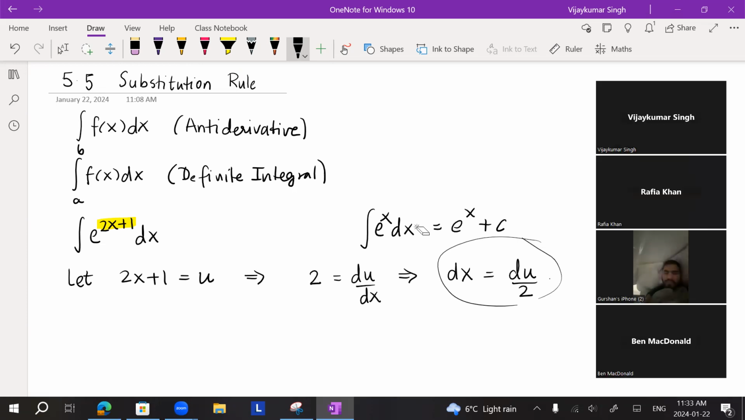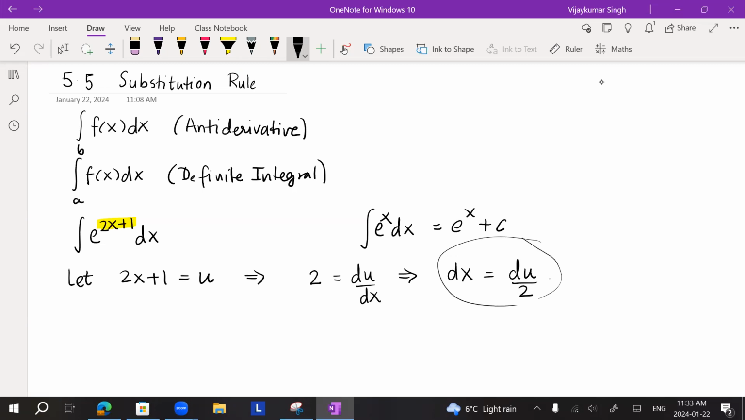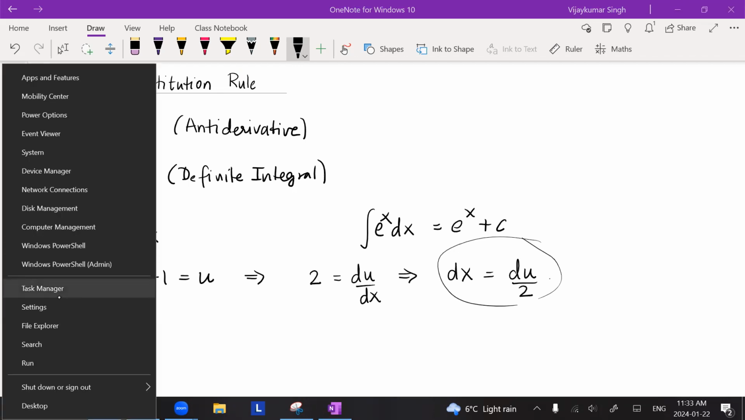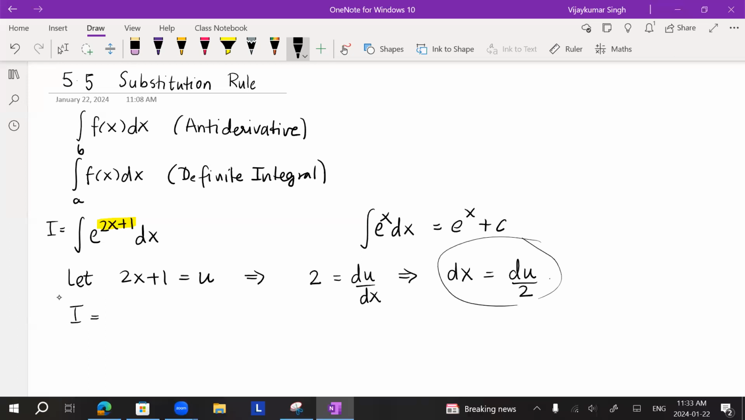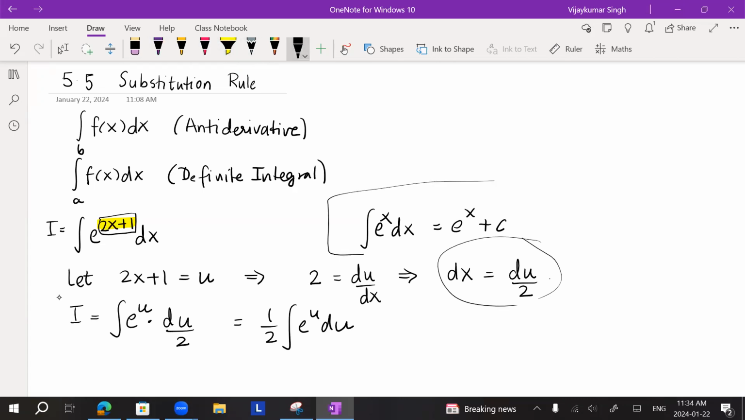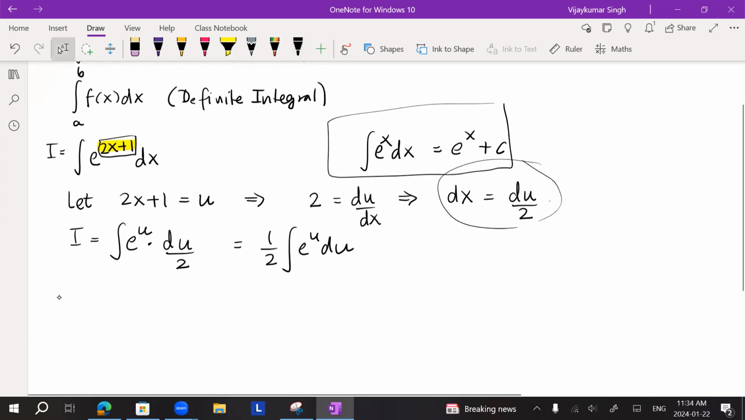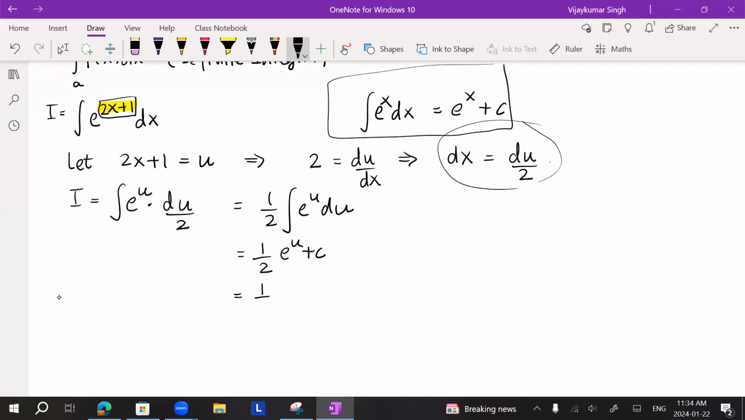So what we have done is we have done substitution here, and in this substitution, let me just call this integral I for a second. So I is going to be e to the power u. I've replaced 2x plus 1 by u, and then dx will get replaced by du by 2. And we can bring out the half, e to the power u du. So now we can integrate this, right? Because this is exactly this integral here. So we get half e to the power u plus c. Now we should put back what our u was. So u was 2x plus 1.